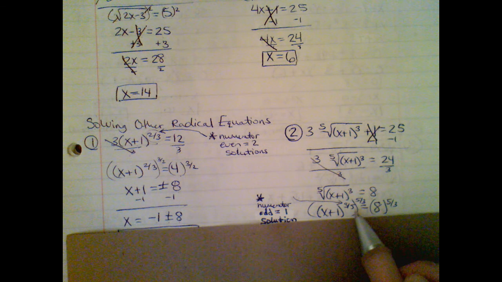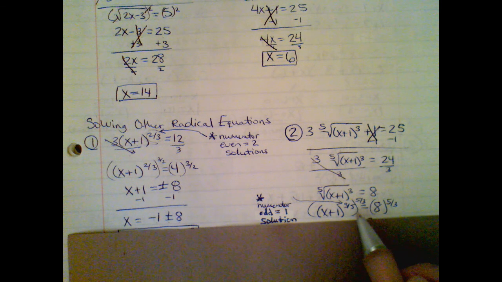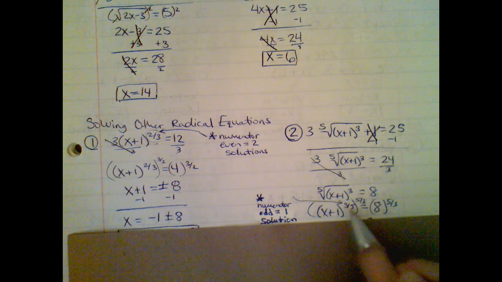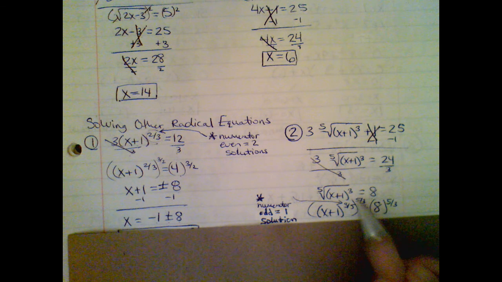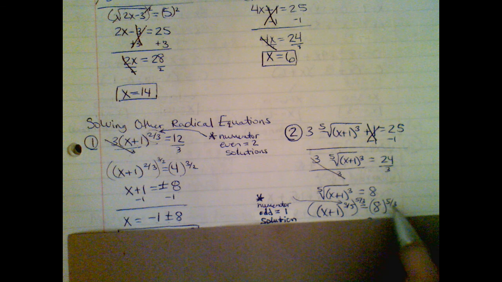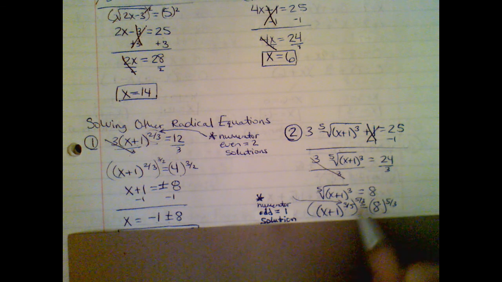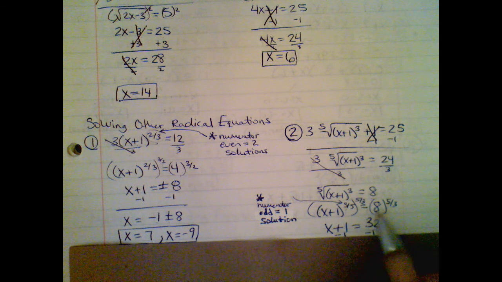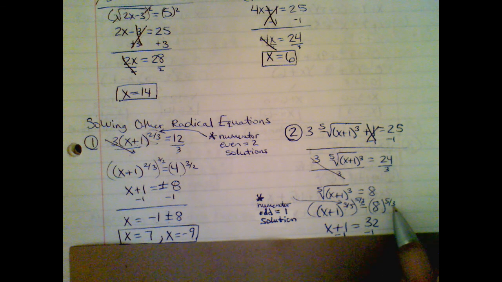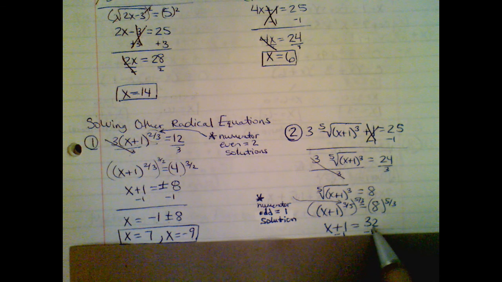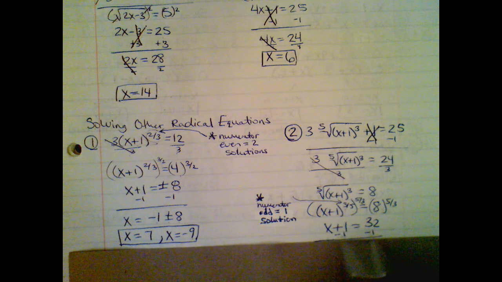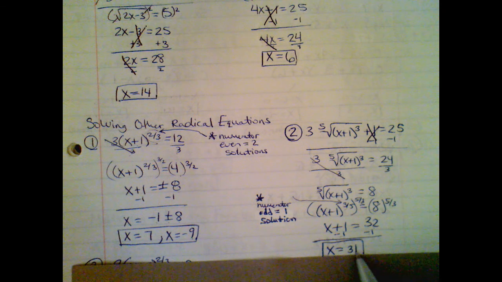And then from here, how we undo the 3/5 power, we're going to take it to the reciprocal power, so 5/3 power on both sides. And then the number times its reciprocal is just going to cancel out and give us x plus 1. And then 8 to the 5/3 power, if we put that into our calculator, we get 32. Solve this equation, minus 1, we get x equals 31.